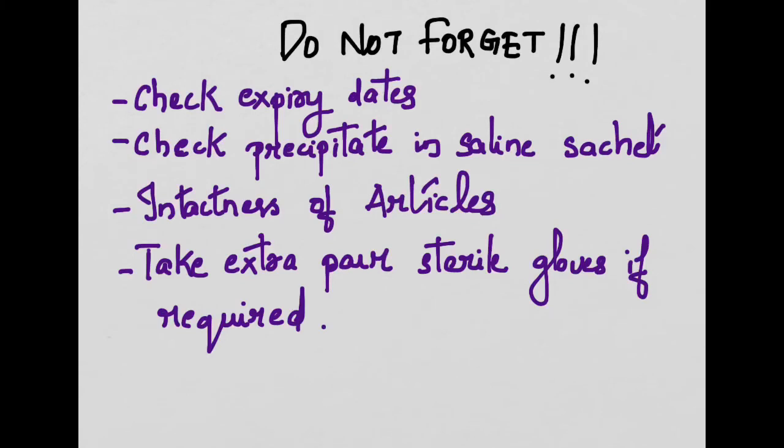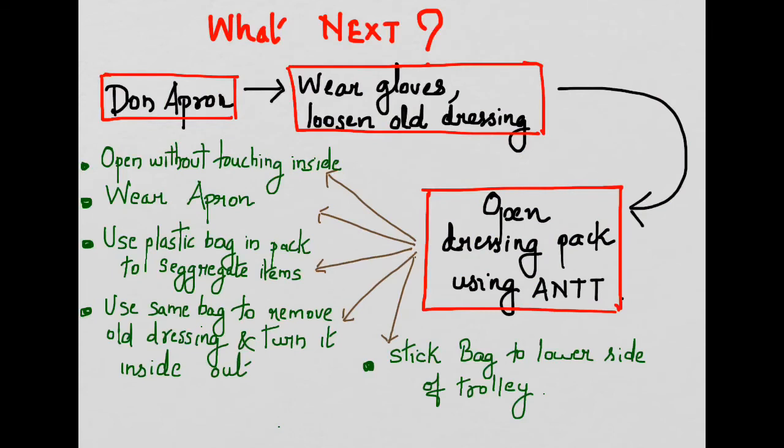And there are a few things which you should never forget for ANTT. Check the expiry dates of all the items which you take for the procedure. Check for any precipitate in the saline sachet. Check for intactness of the articles. Take an extra pair of sterile gloves if required. Most often candidates find it difficult to put on the gloves using the sterile technique. So even if you fail an attempt, if you have an extra pair of gloves, you can use that one. It's going to be a lifesaver.